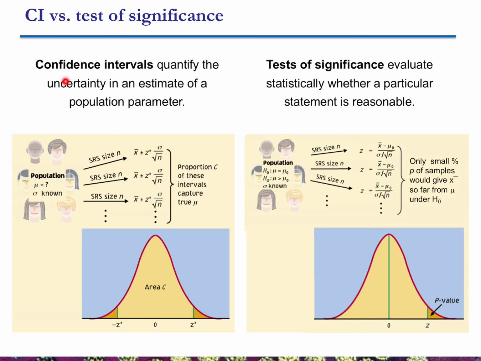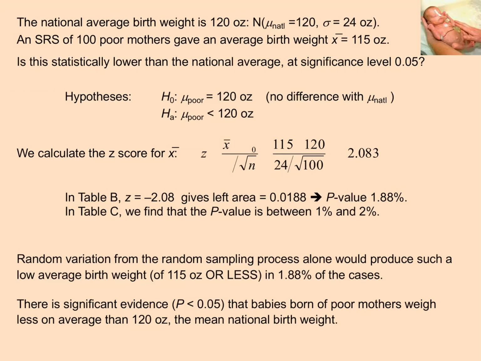So confidence intervals, again, we're going to quantify the uncertainty in an estimate because they give us a range along the x-axis within which the true population mean might lie. So by giving you a range, an area under the curve, they are telling you something about the variation around that population mean, that estimate of the population mean. Tests of significance with p-values evaluate statistically whether a hypothesis makes sense, is reasonable or not.